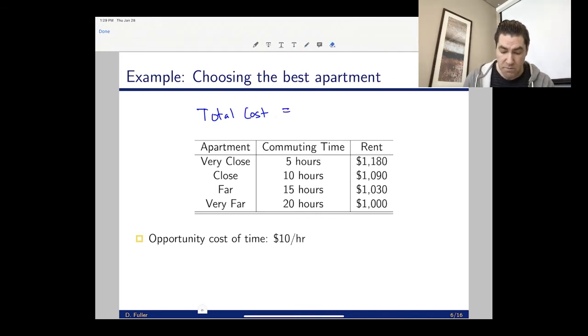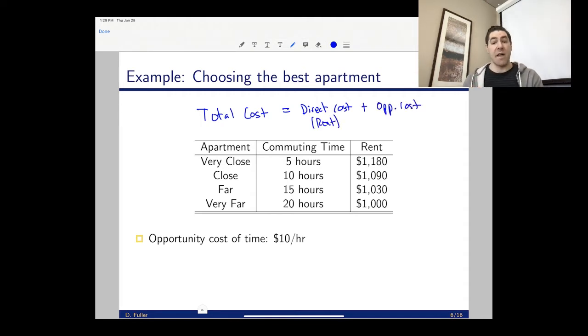So my direct cost is rent, plus my opportunity cost, which is the value of the next best alternative. In this example, my opportunity cost of renting each apartment is the commuting time. That's the variable that differs between them.